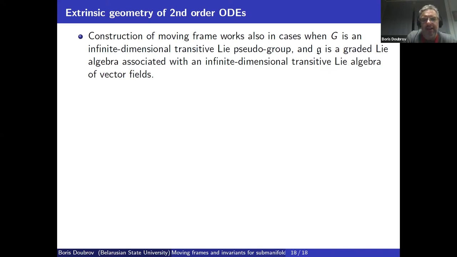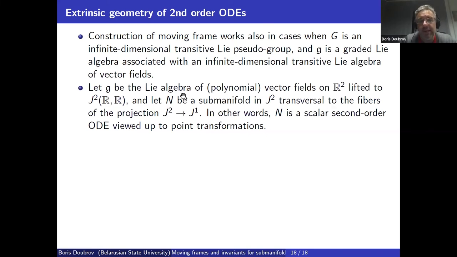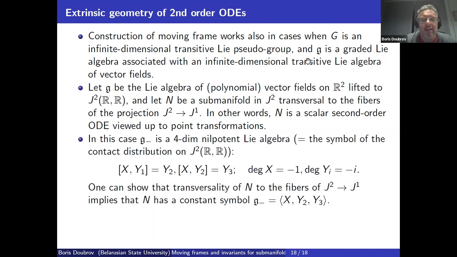And as an example, I look at the geometry of second order ODEs, our favorite example. But now treating this second order ODE just as a submanifold in J2 for maps from R to R. So what happens here? G will be the infinite dimensional pseudogroup of point transformations acting on J2, so lifted to J2, and N will be just a submanifold of codimension one and transversal to the projection from J2 to J1. So how would the theory work here? And again, I reference the paper with Morimoto and Machida for the details.